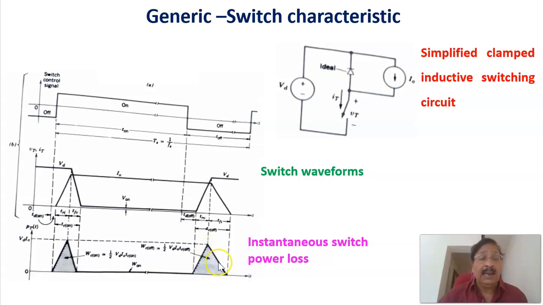And the area under this represents the energy loss. It is actually power we are plotting, and if you multiply by time, it will be energy. Therefore, this is the energy loss during the switch off period, and this is the energy loss during the switch on period. This is the switching signal, this is the voltage across the device or the switch, and this is the current through the switch, for different instants. This is a generic switch characteristic.